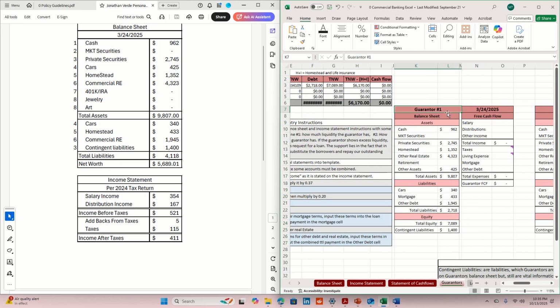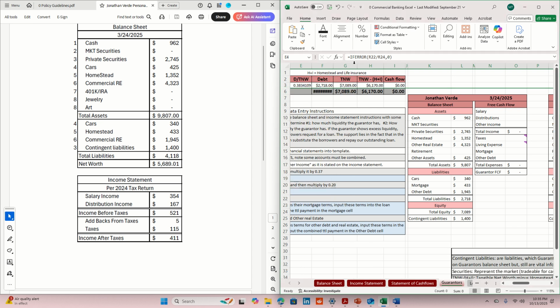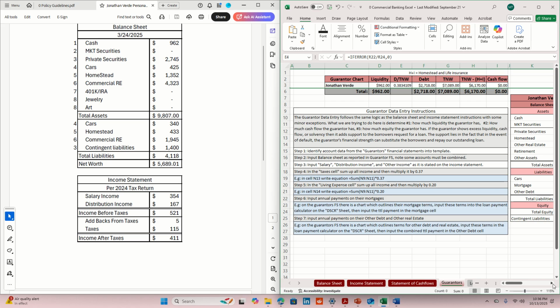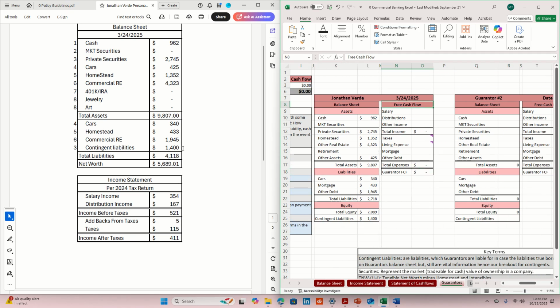Guarantor number 1. We're not going to leave it at guarantor number 1. We're going to write the guarantor's name. My guarantor's name is Jonathan Verde. Okay. We're going to remove these 2. Hide. Open that up. Open that up. Okay. For the most part, this might be it. This might be it. Oh, right. Cash flow.